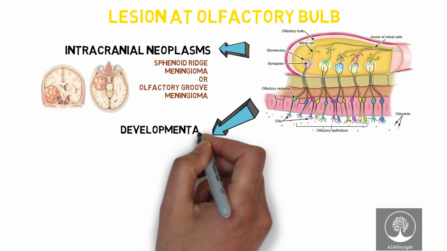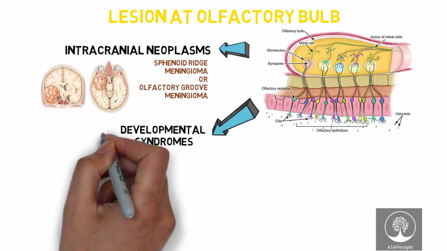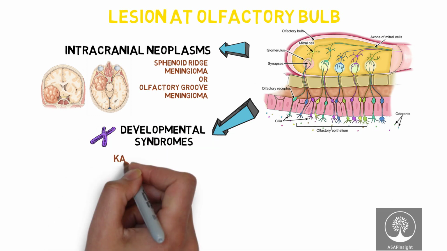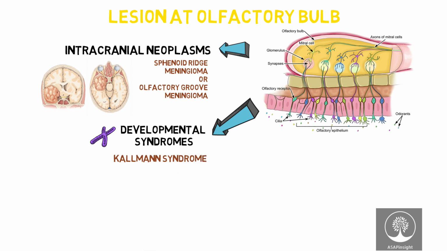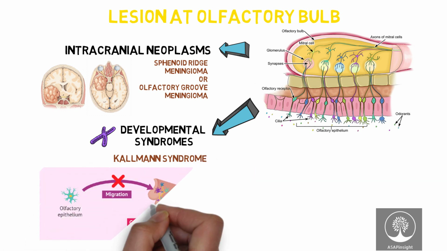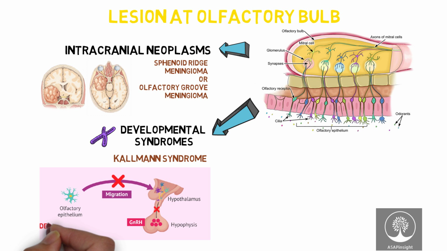The second category is the developmental syndromes, most common being Kallmann syndrome. This is a genetic disorder which causes hypogonadism, anosmia, mirror movements. This alters the development of olfactory epithelium along with defect in neuron, hence affecting the release of gonadotropin hormones from the hypothalamus.